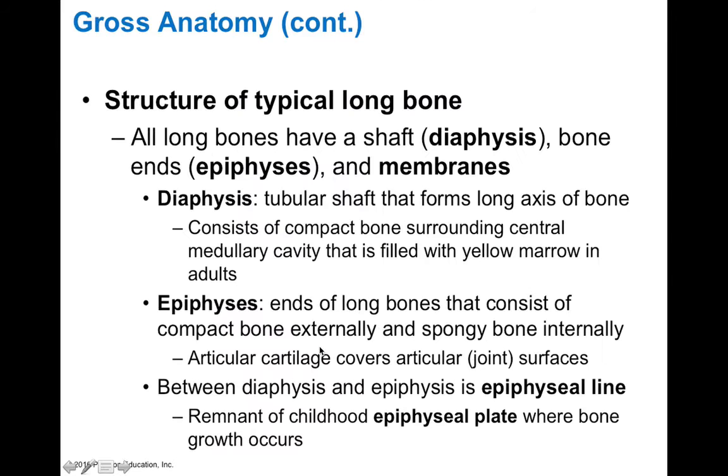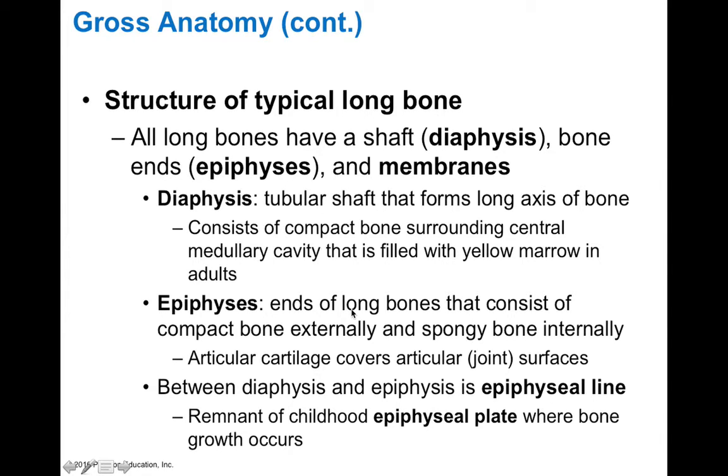You see there's a lot of space here, and it essentially helps to make the bone less dense and therefore not as heavy. Now, in terms of the structure of a typical long bone, they all have a diaphysis and an epiphysis. The diaphysis is the shaft, and the bony rounded ends are called the epiphyses. The diaphysis is a tubular shaft that forms a long axis of the bone.